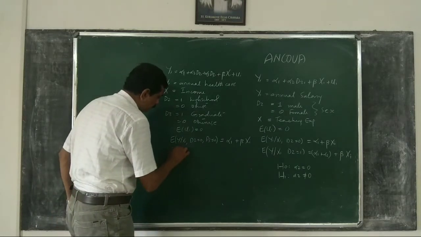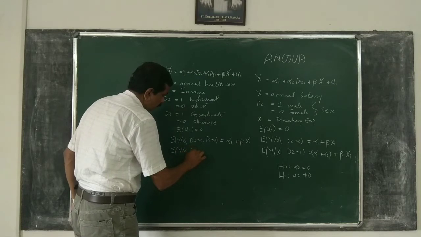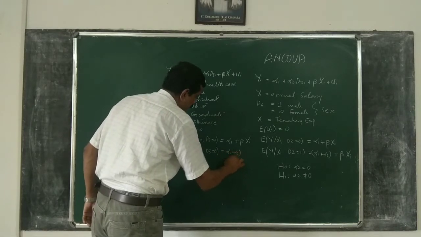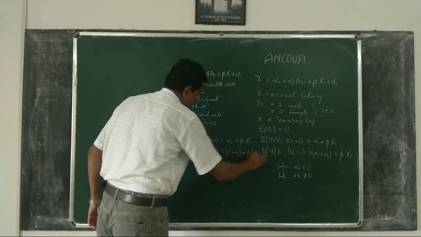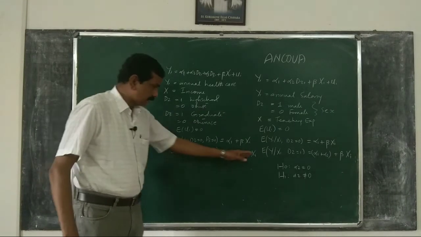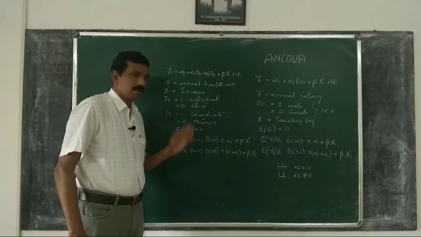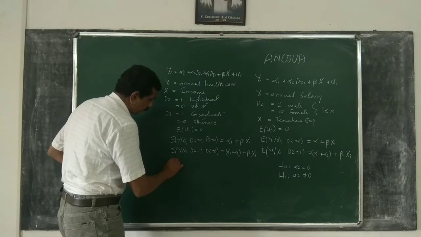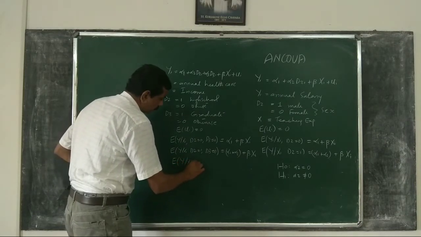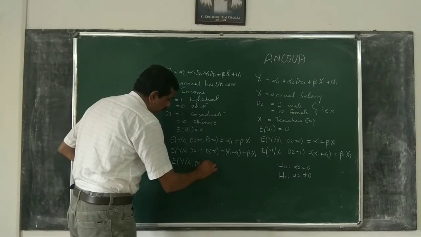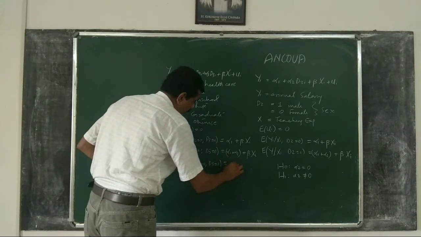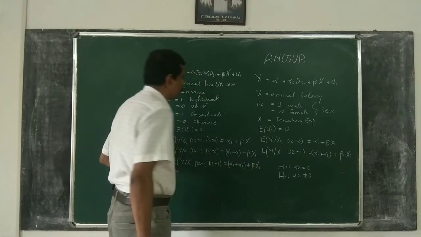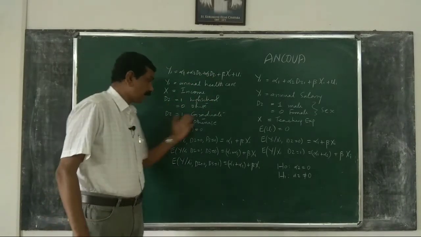Now, expected Y given Xi, D2 equal to 1, D3 equal to 0 is alpha 1 plus alpha 2, the intercept, plus beta Xi. This is the regression function for a person with a high school education but less than graduate. Then expected Y given Xi, D2 equal to 0, D3 equal to 1 is alpha 1 plus alpha 3 plus beta Xi, the healthcare expenditure of a graduate.